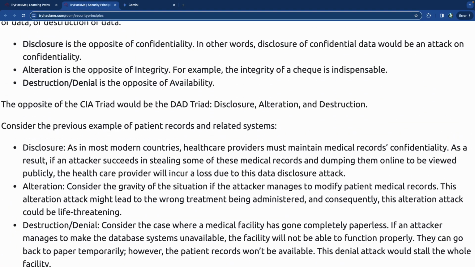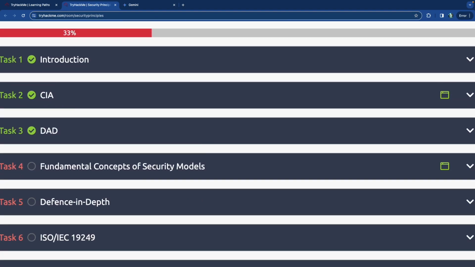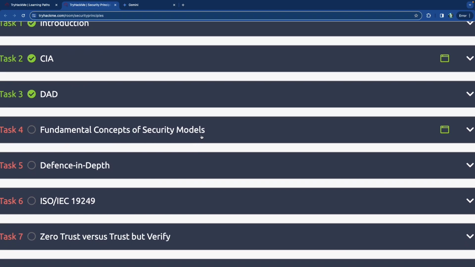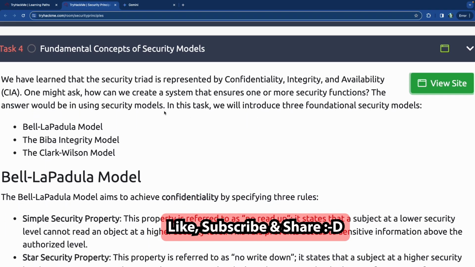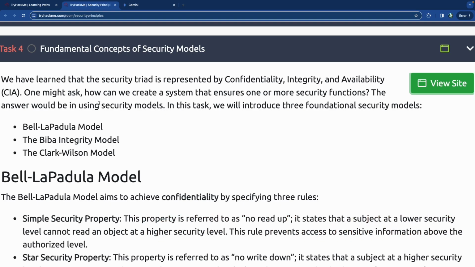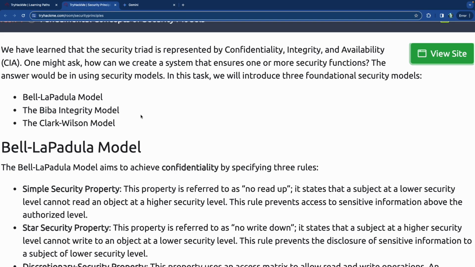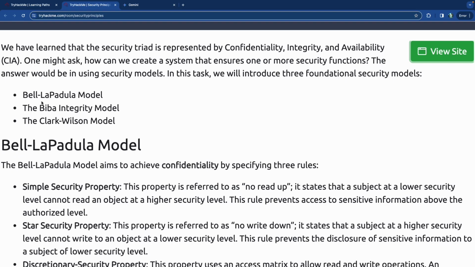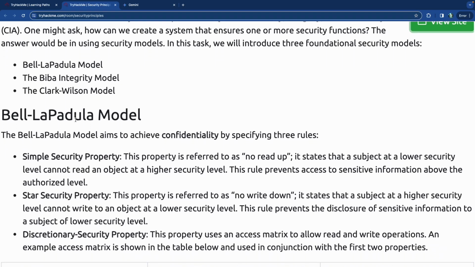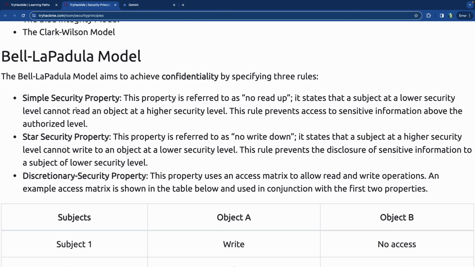Very good. And now we can move on to the next piece here, which is fundamental concept of security models. This one has a site attached to it as well. And so we've learned that the security triad is represented by confidentiality, integrity, and availability, CIA. One might ask, how can we create a system that ensures one or more security functions? The answer would be in using security models. In this task, we will introduce three foundational security models. We have the Bell-LaPadula model, the Biba integrity model, the Clark-Wilson model. So Bell-LaPadula sounds like medulla oblongata, something like that.